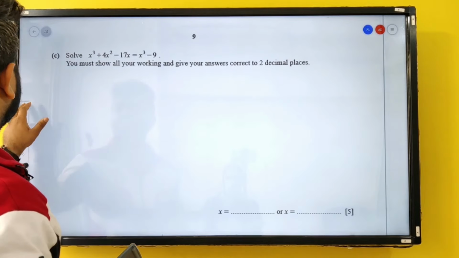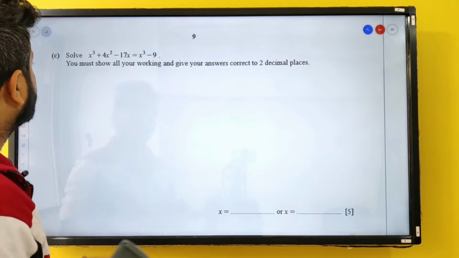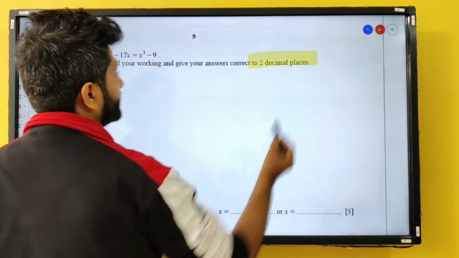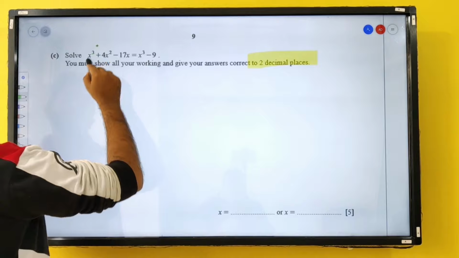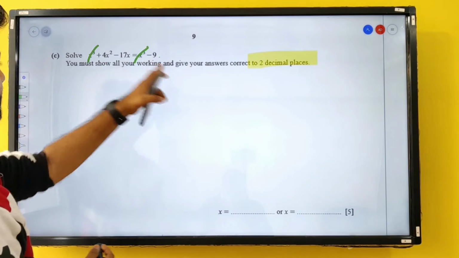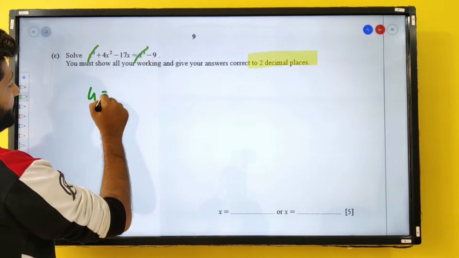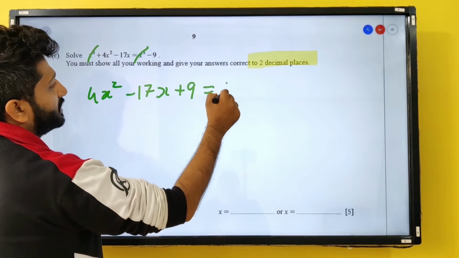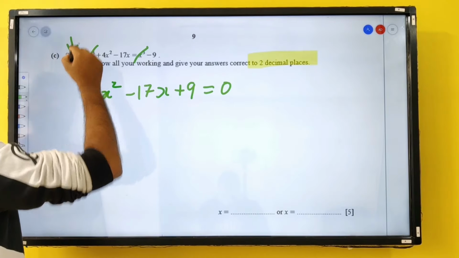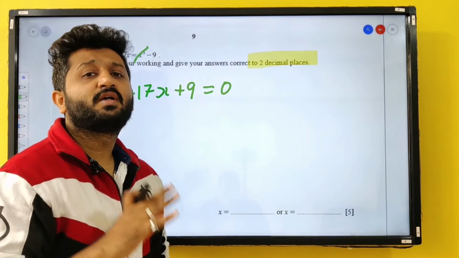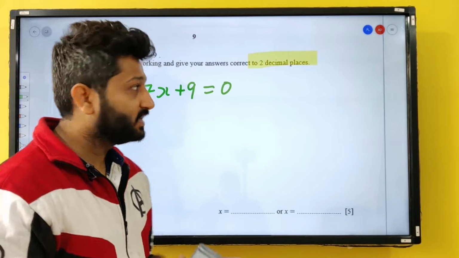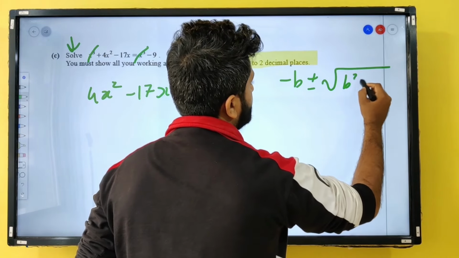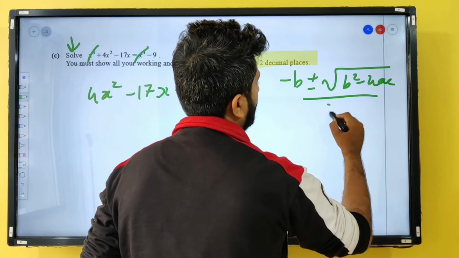Next question. Solve this and show all your working, and give your answer up to 2 decimal places. X cube will get cancelled. Bringing everything to the right hand side, we have 4x square minus 17x plus 9 equals 0. So this is not going to be solved by factorization. We'll use the formula: minus b plus or minus root of b square minus 4ac upon 2a.